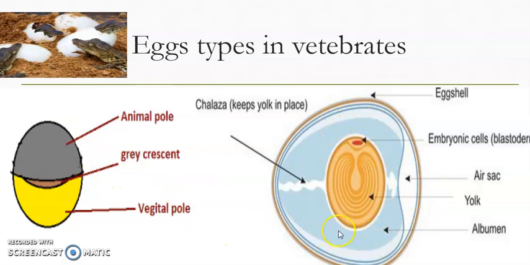And this is the egg of reptiles and birds. Outermost is the eggshell, and inside this cytoplasmic area is called the egg albumen, or egg white, and this is the actual egg. It contains mostly yolk, and here is the nucleus of the egg, and this is the chalaza. It helps the egg keep in place, and here is the air sac from where the developing embryo can respire.